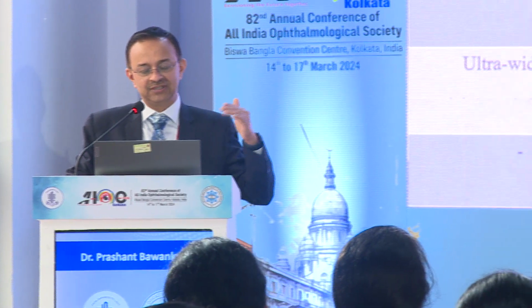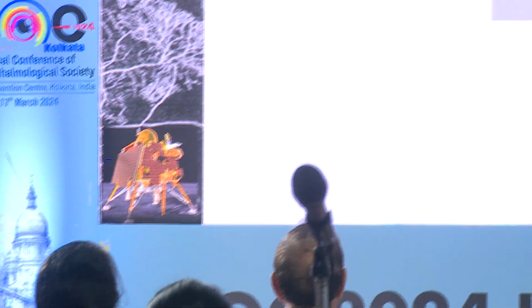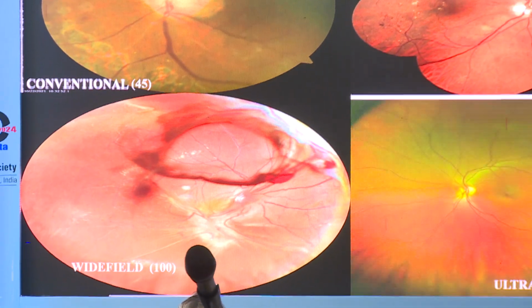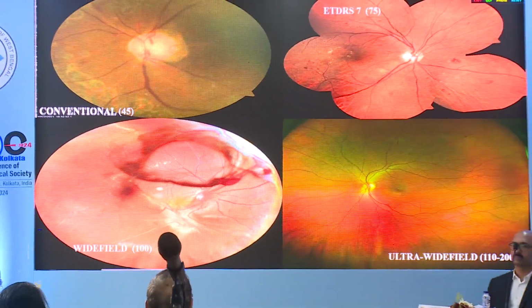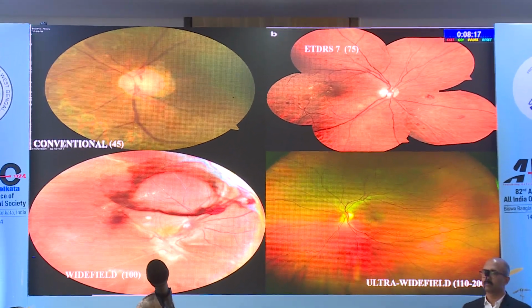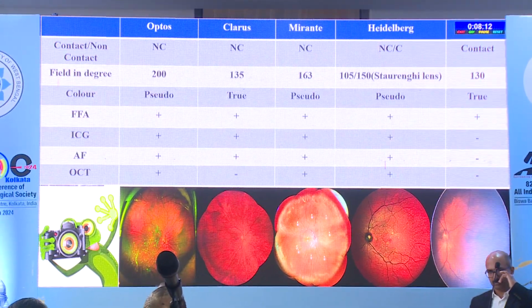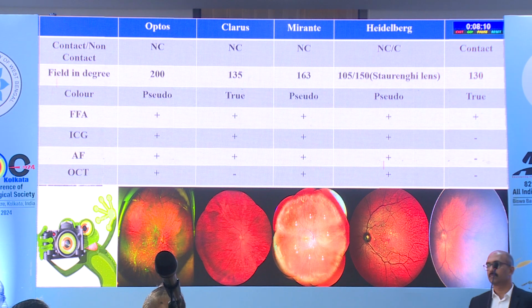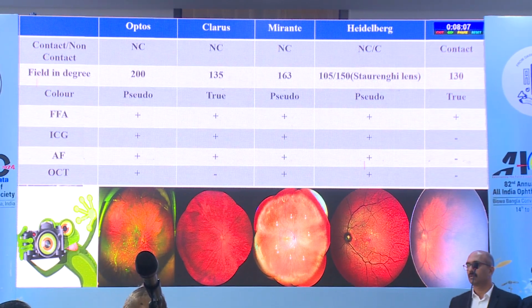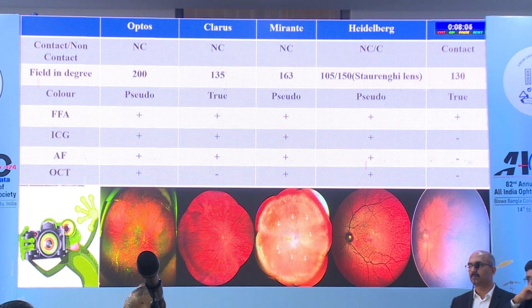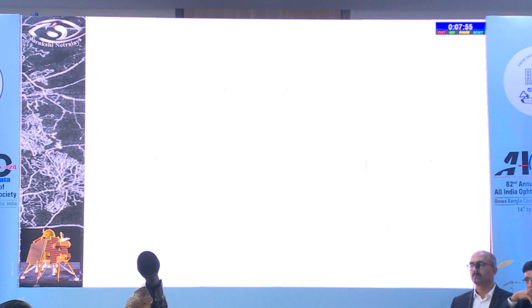These are the types of cameras which we have already spoken about, and the amount of area in the retina which you can see in the various types of ultra widefield systems. These are the options available in the market offering widefield imaging: the Optos, the Clarus, the Mirante, Heidelberg. The Mirante has a unique advantage because it offers FFA, ICG, combination autofluorescence OCT, and also widefield OCT in this single system.